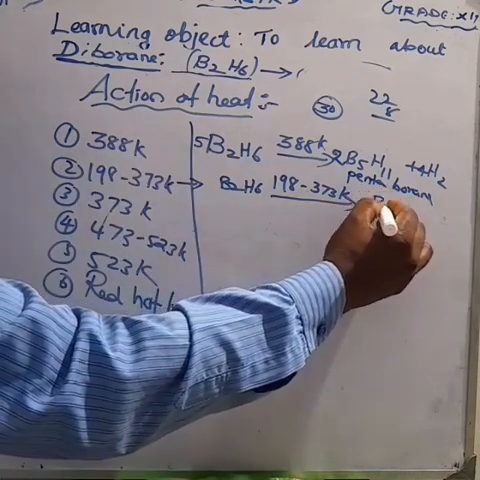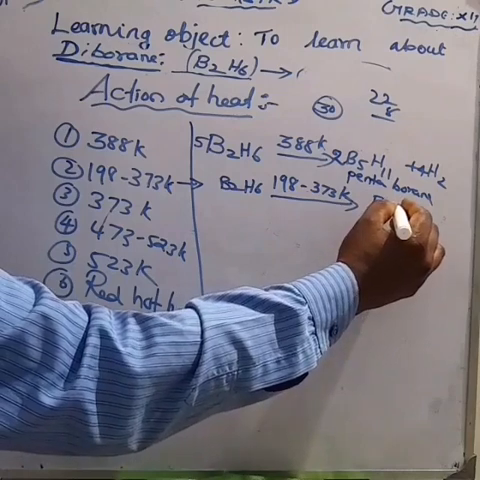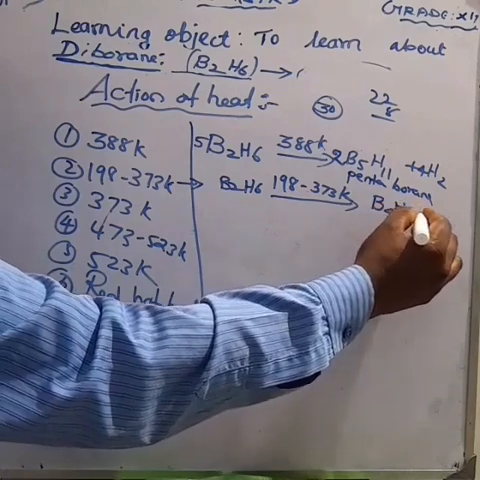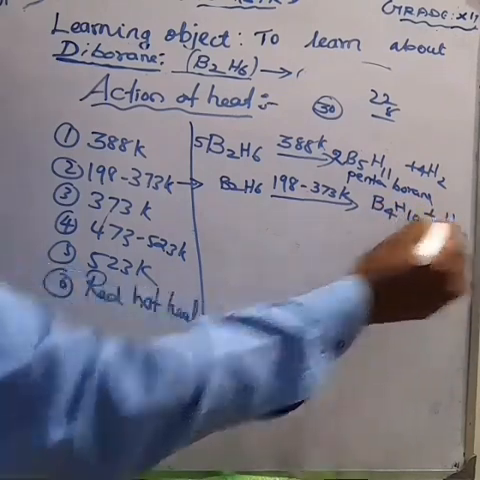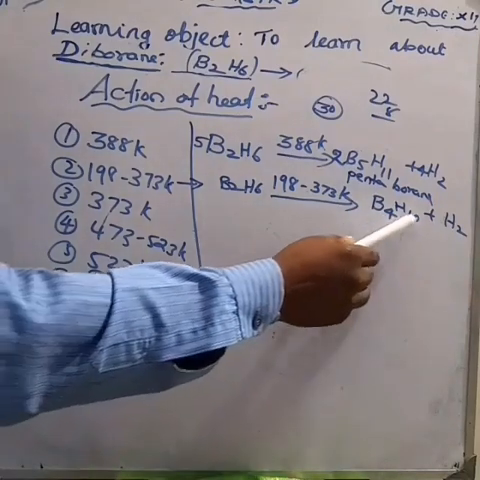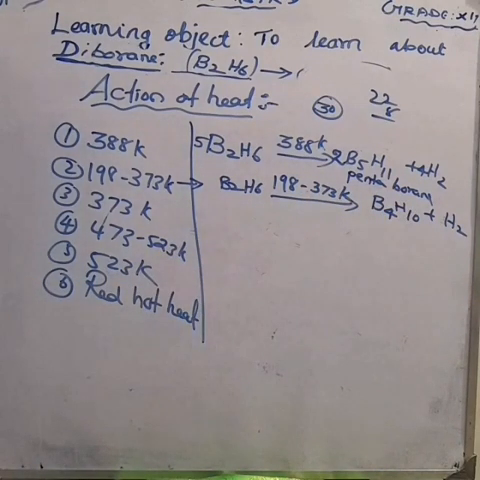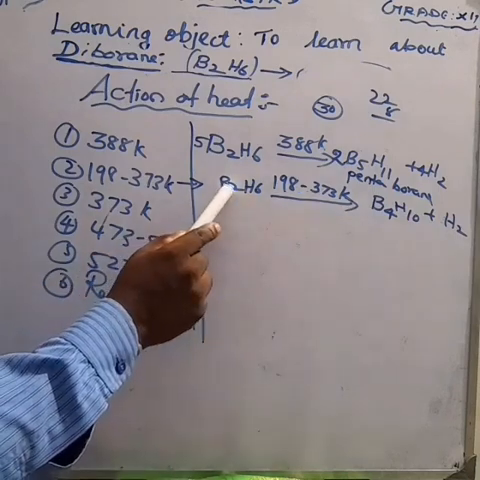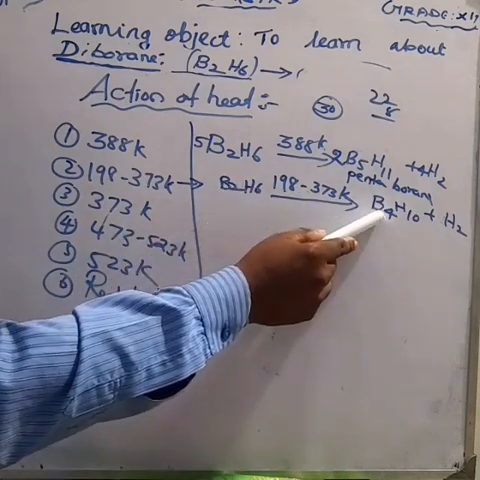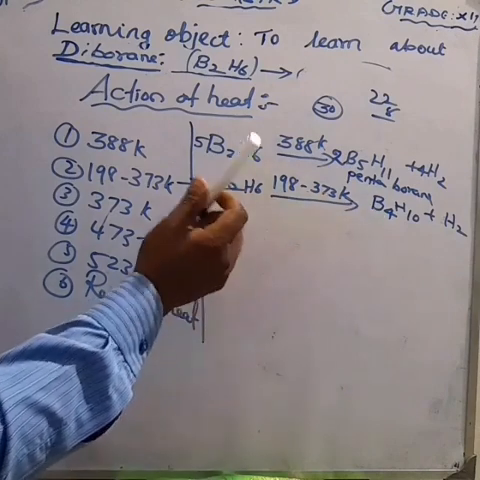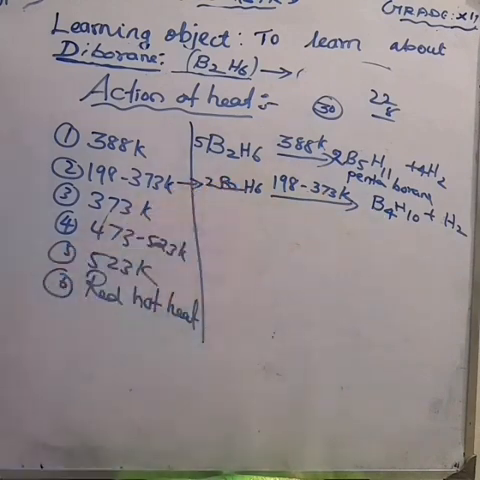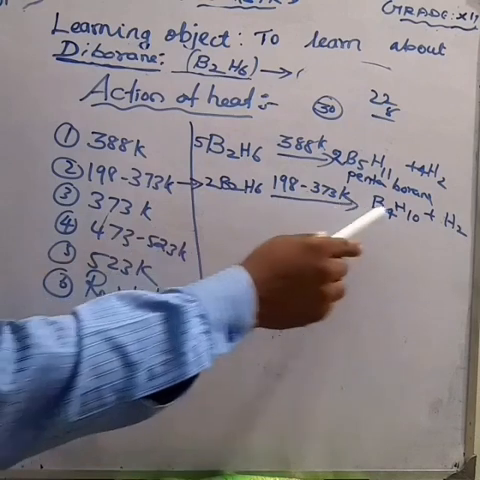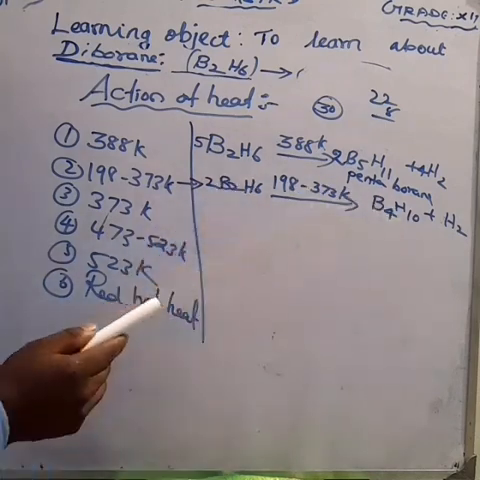we get tetraborane. Tetra means 4. That is B4H10 plus H2. That is the tetraborane. So how can you balance the reaction? The reactant side has 2 boron, the product side has 4 boron. So on the reactant side, if you multiply by 2, 2 into 2 is equal to 4. Then boron is balanced.